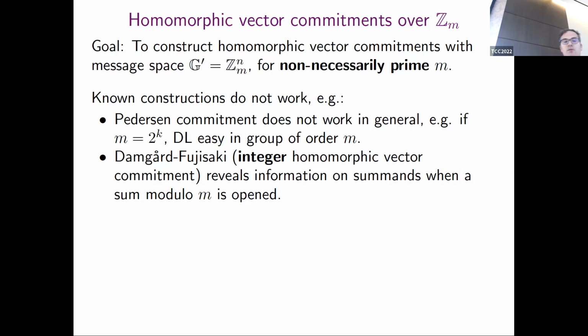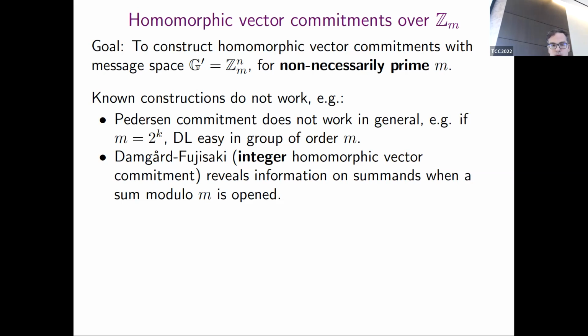Another possibility could be to use the Damgård-Fujisaki construction, which is a homomorphic vector commitment for integers. But the problem there is that if you open a sum of vectors, then you are revealing the sum over the integers, and that gives more information than revealing the sum modulo m.